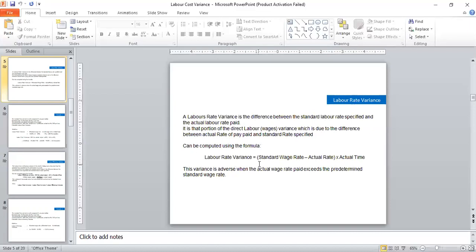Labor rate variance is equal to standard wage rate minus actual rate, multiplied by actual time or actual hours. This variance is adverse when the actual wage rate paid exceeds the predetermined standard wage rate.